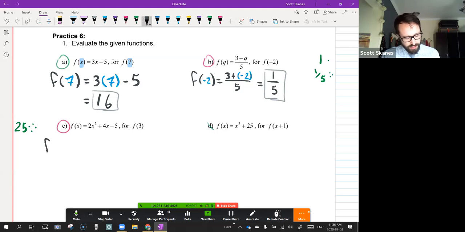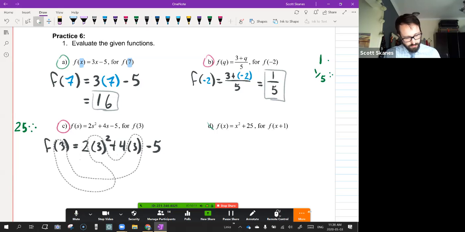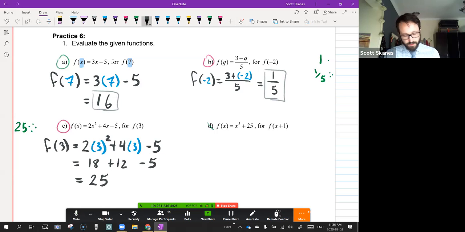I'm going to put 3 in every time I see S. Notice this means function of S, f of S. 3 squared plus 4, put a 3 in, minus 5. First, I'm going to replace these every time I see them. And that gives us 18, 12, minus 5. Or you can put it all on your calculator at once. And that's 25. So excellent.